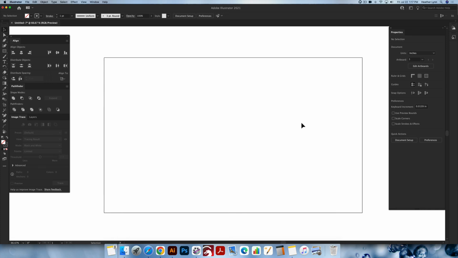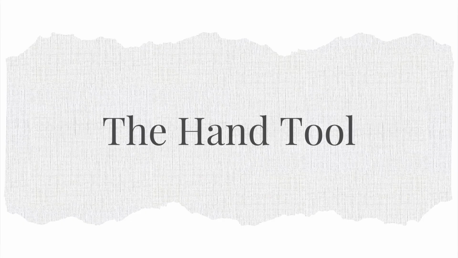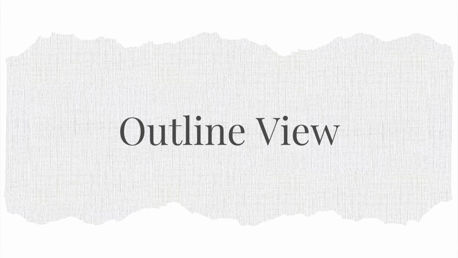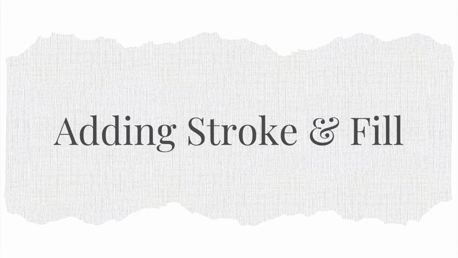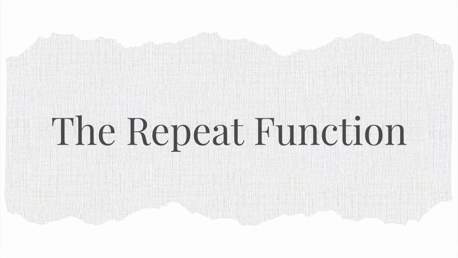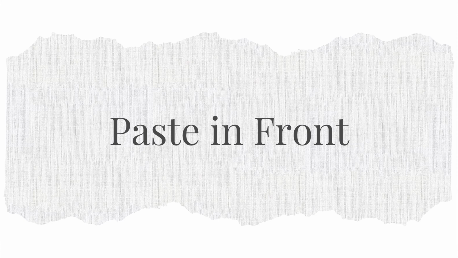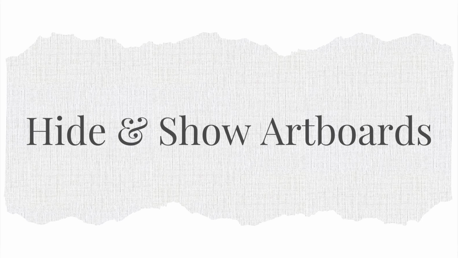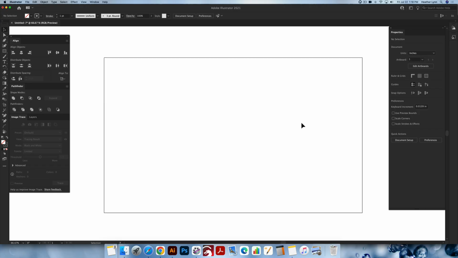And that concludes my top 10 favorite hotkeys in Adobe Illustrator. We talked about zooming in and out, using the spacebar to pan the screen, locking and unlocking objects on your artboard, viewing outline mode to make sure that there are no rogue paths for laser cutting. We went through adding a stroke and a fill to objects. We went through switching stroke to fill and fill to stroke, the repeat function, copying and pasting in front, using the brackets to increase and decrease your brush or eraser size, and showing and hiding your artboards. And that concludes this tutorial.